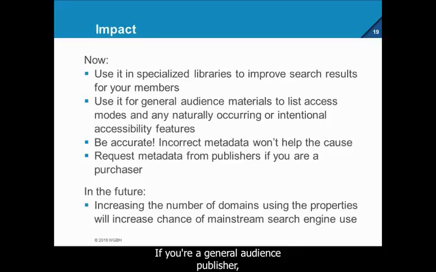If you're a general audience publisher, you can use the metadata both to list any accessibility features that you're providing and also to list the basic access modes in your products, because even if you haven't yet done any accessibility work on a book or another resource, it already is accessible to a lot of people just by virtue of what kind of access modes are in it to start with. And also, as I mentioned earlier, even an unintentionally accessible ebook is likely to have a table of contents or navigation structure. So there'll be some things to say about the accessibility of nearly any ebook.